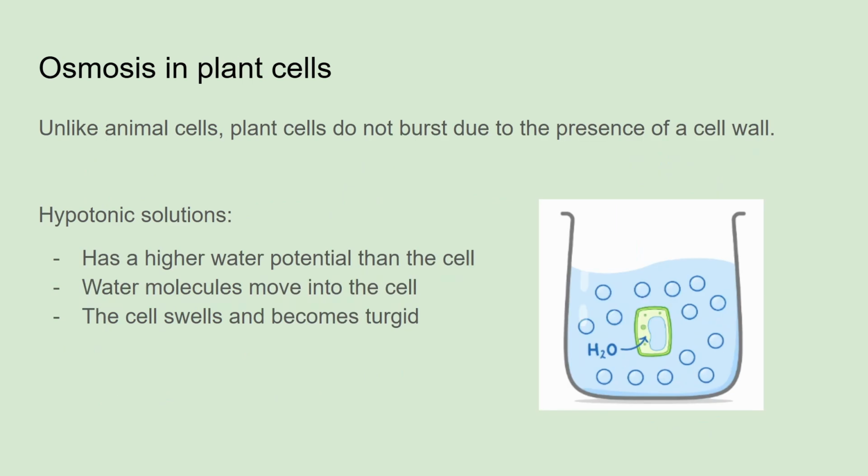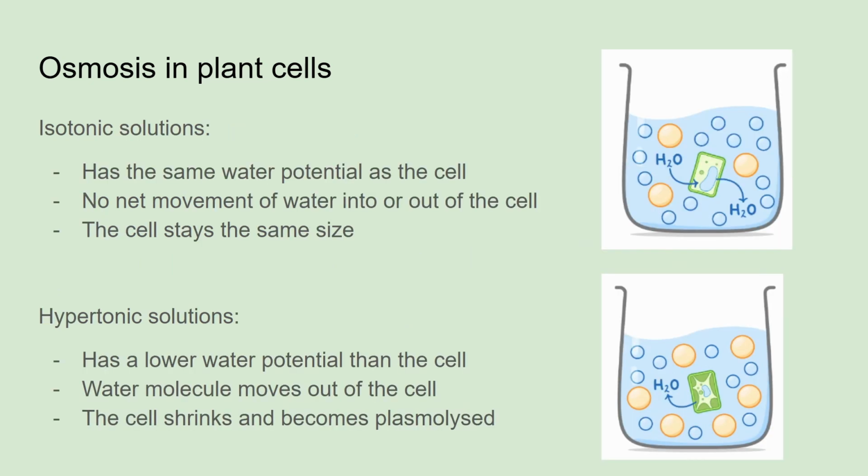Now, in plant cells, unlike animal cells, they do not burst due to the presence of a cell wall. So in hypotonic solutions, when the solution has a higher water potential than the cell, the water molecules move into the cell, which swells and becomes turgid. In isotonic solutions, the solution has the same water potential as the cell, which means there's no net movement and the cell stays the same size. In hypertonic solutions, the solution has a lower water potential than the cell, which means water molecules move out of the cell and the cell shrinks and becomes plasmolysed, which is a word you can only use for plant cells.